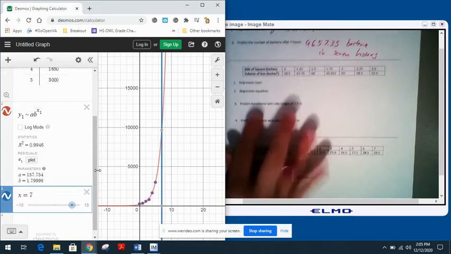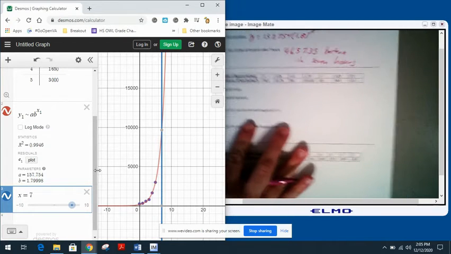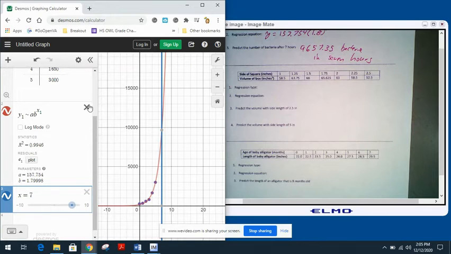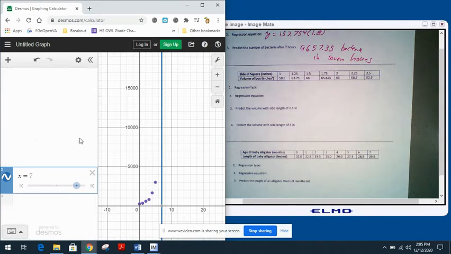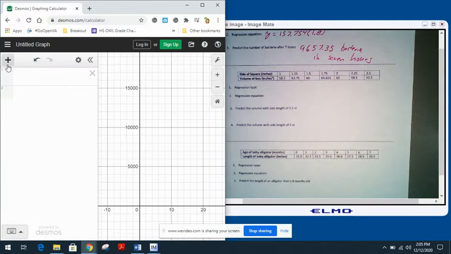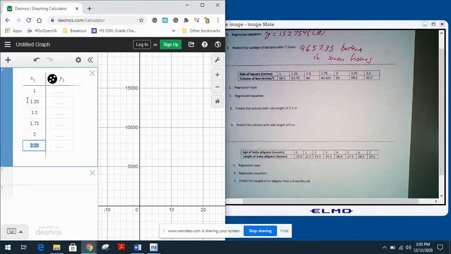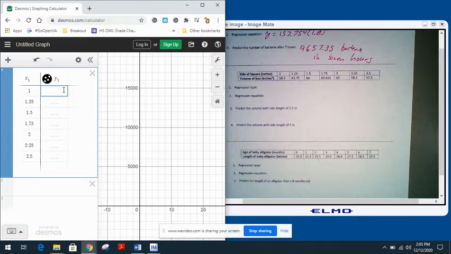Okay, so if we look at our next one, we're going to do exactly the same thing. We're going to take our table and we're going to type it in. So I'm going to again start by pressing the plus sign, go down to table, and I just type in my values. So 1, 1.25, 1.5. I like to do all my x's first and then put the y values in as well. But you can do x and y values at the same time. You just have to be careful where you put them all.